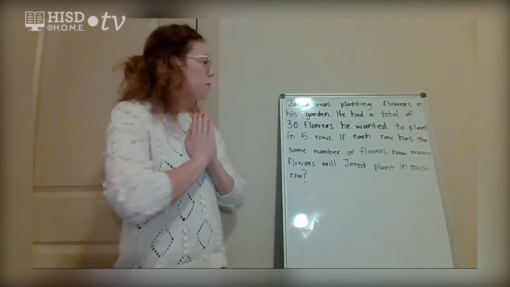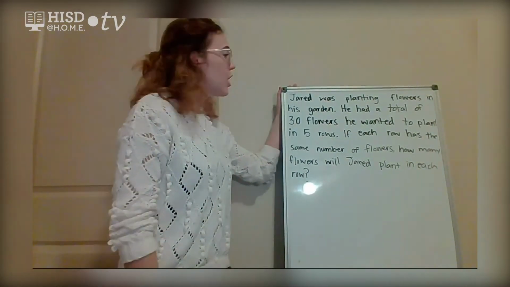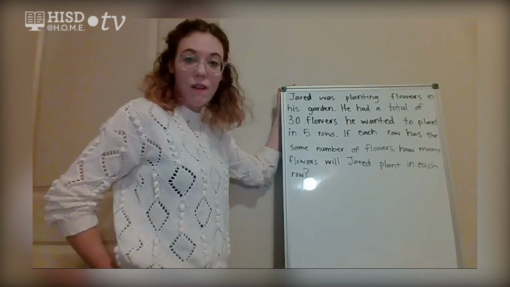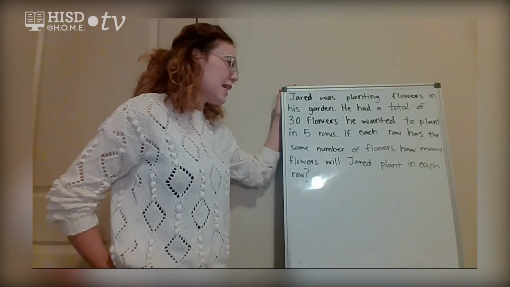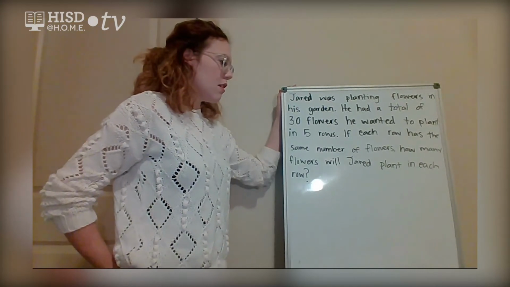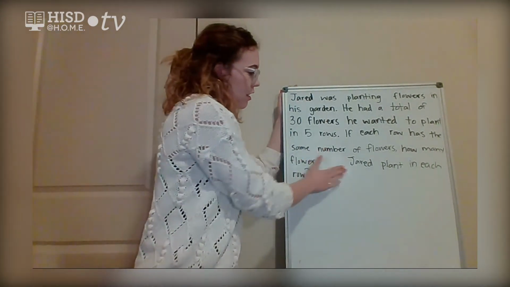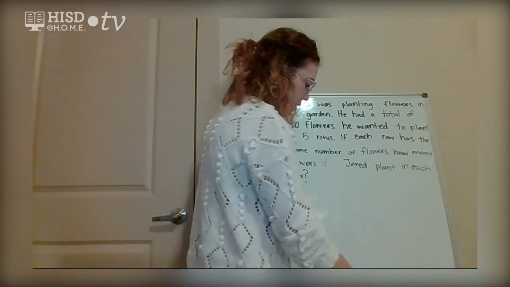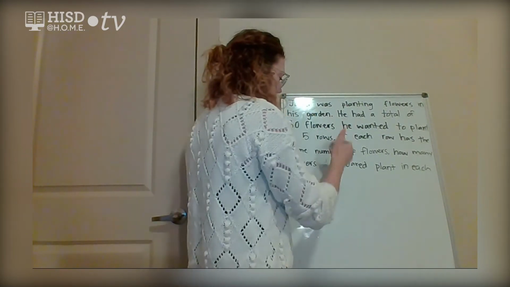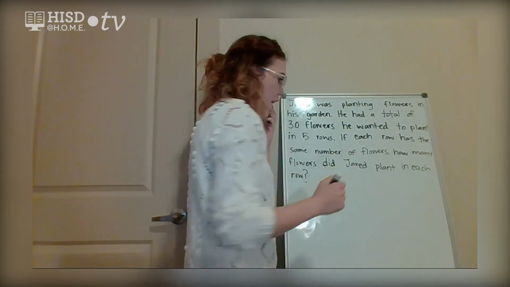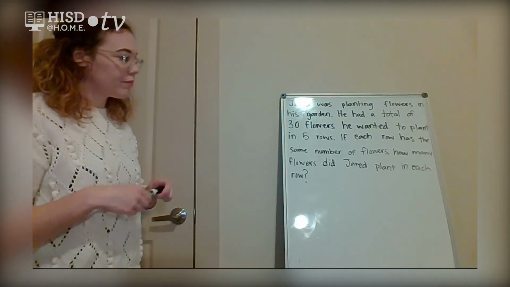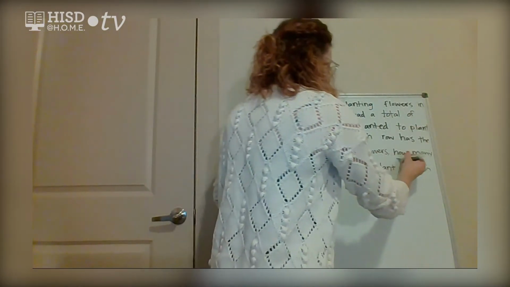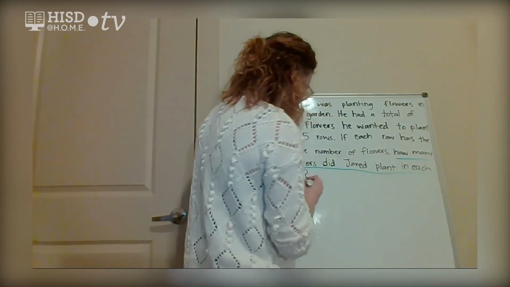All right, so now we have a new problem. Jared was planting flowers in his garden. He had a total of 30 flowers he wanted to plant in 5 rows. If each row has the same number of flowers, how many flowers did Jared plant in each row? I wrote will, but it's supposed to be did. Let's underline that question and write an answer statement.